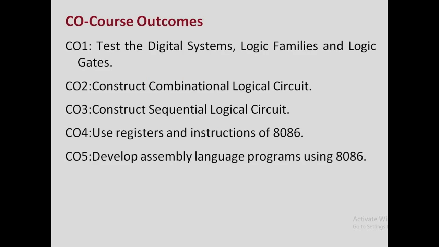Now you can see here is the course outcome for DTM. First course outcome is test the digital system, logic families and logic gate. Second course outcome is construct combinational logic circuit. Third course outcome is construct sequential logic circuit. Fourth course outcome is use registers and instructions of 8086. And last, that is fifth course outcome is develop assembly language program using 8086.